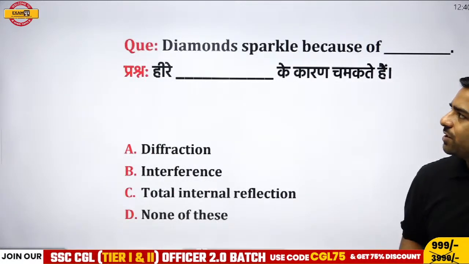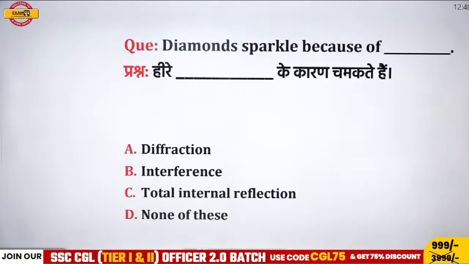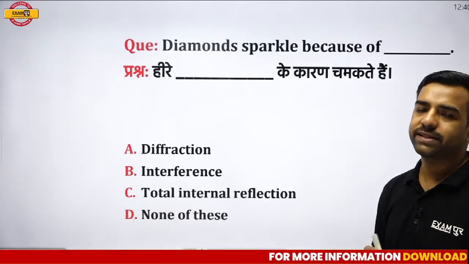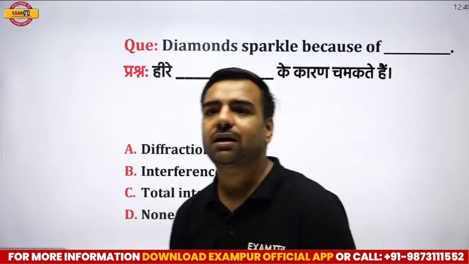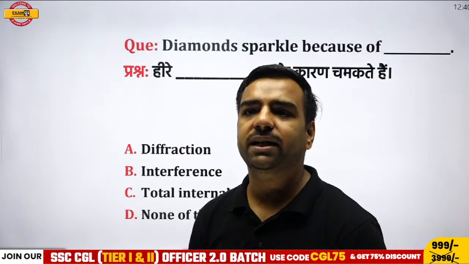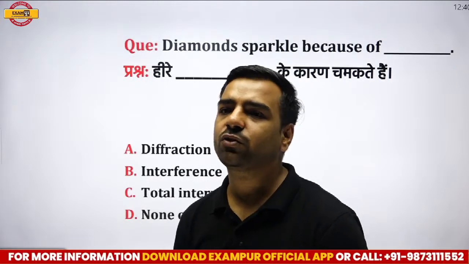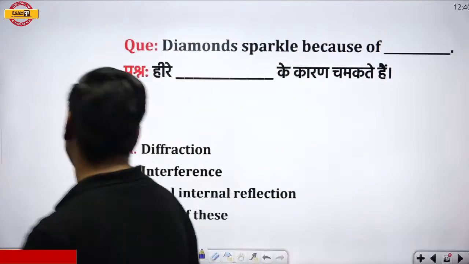Next, diamonds sparkle because of dash. Easy question, but again an important one. My question is, diamonds sparkle because of what? Is it diffraction, interference, total internal reflection, or none of these? What is the correct answer here? So Abhijit is going with C. Akhileshwar has already told the answer, so it would be TIR. Gobinath, Vikram, Bhanu Prakash and Vinod are all going with C. That is total internal reflection, and that's true.